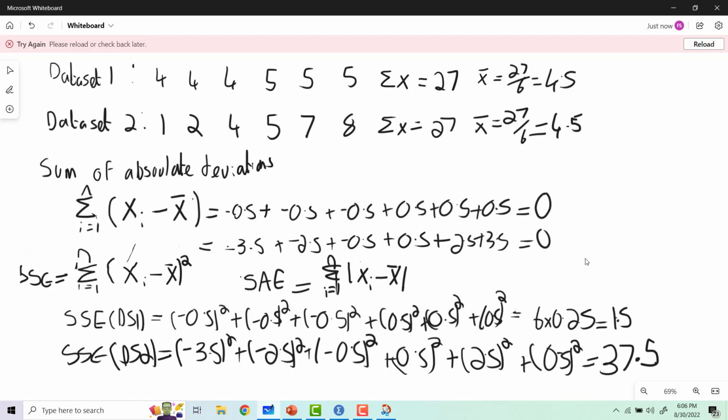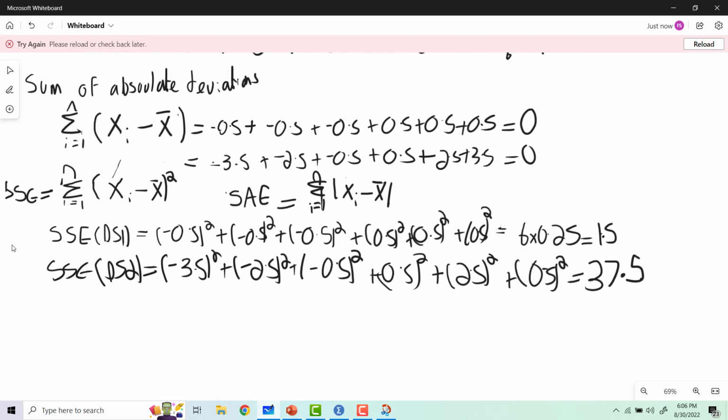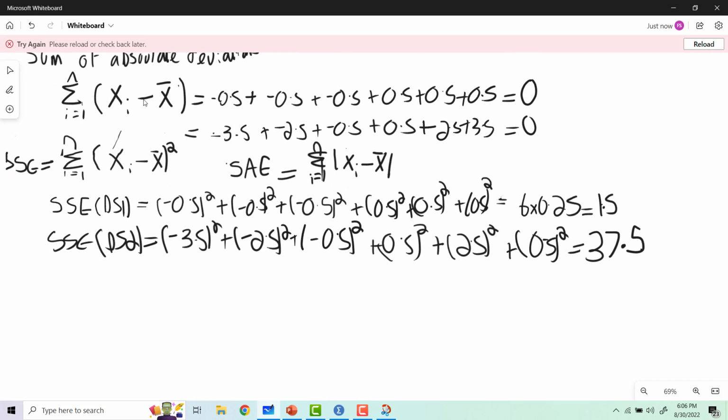So this is all well and good, but we want some kind of standardized measure that doesn't depend on the size of the data set. If we add another 20 restaurants, then this value is going to get bigger and bigger and bigger. And we want some kind of standard measure that's not relative to the size of the data set. So what we're going to do, we're going to first do the population.